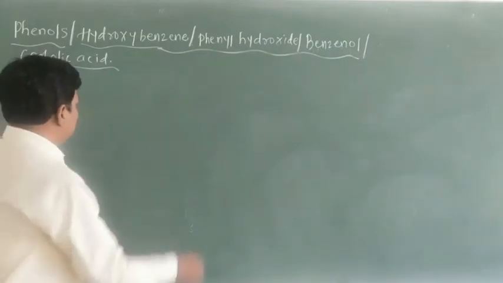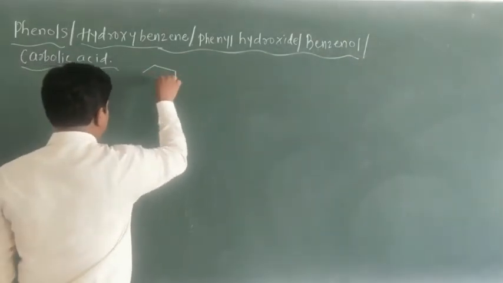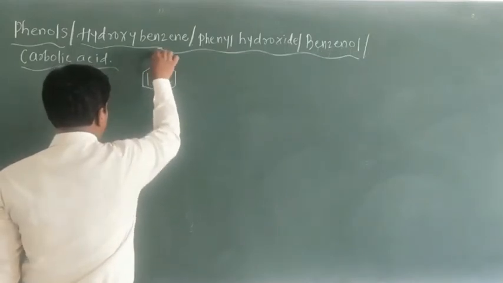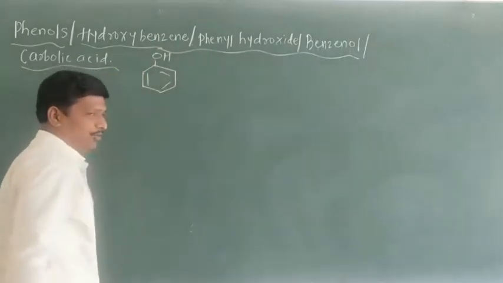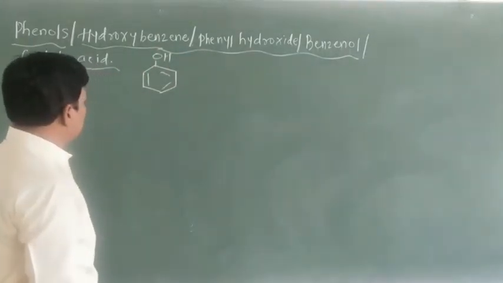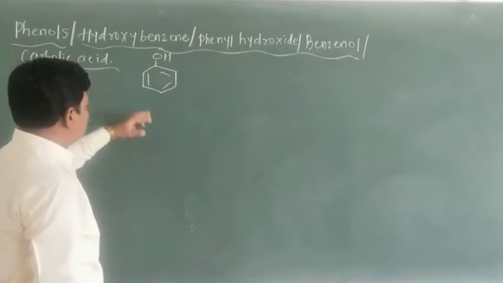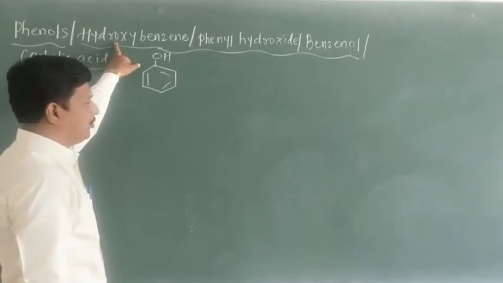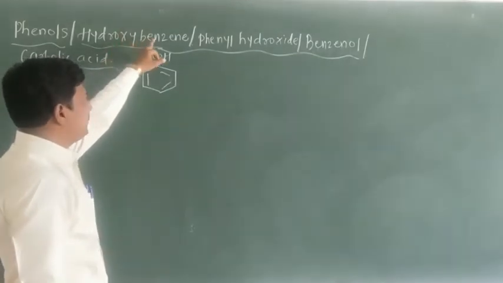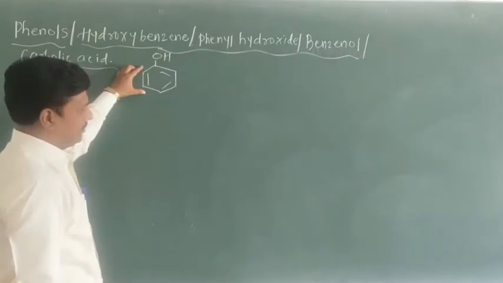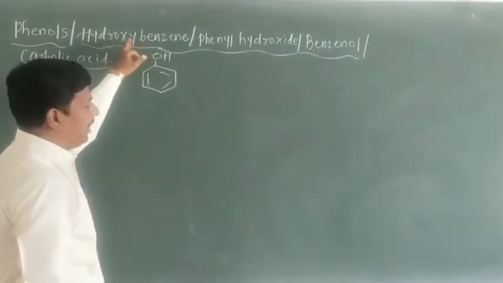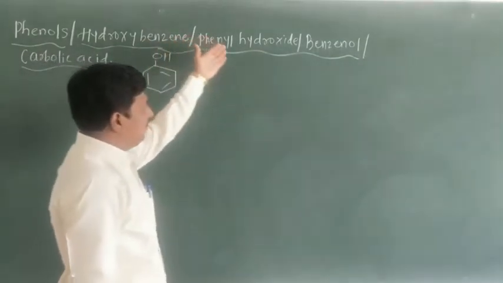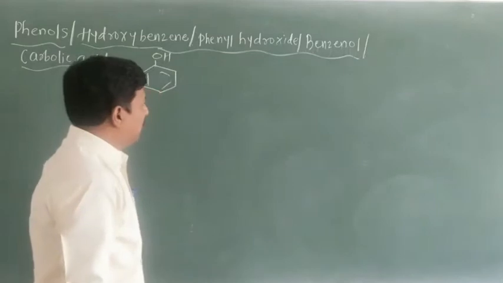Now the phenol has a structural formula like this: an aromatic ring, and on this aromatic benzene ring the OH hydroxyl group is present. As we see in the structure, this OH group is a hydroxy group, and it is present on the benzene ring. Therefore, phenols are also known as hydroxybenzene.